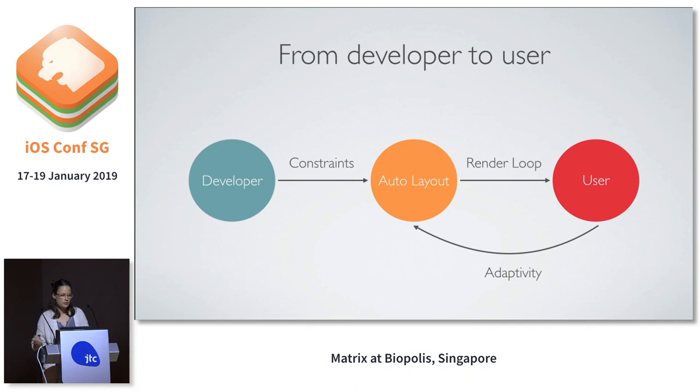And so that circles back to auto layout, and auto layout and the render loop will do things that we'll go a bit deeper into soon in order to render the new layout to the user. So as a user, what you see is a smooth experience, right?